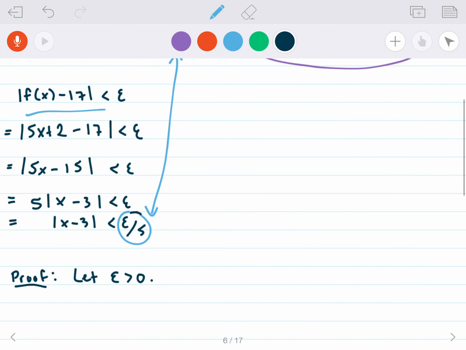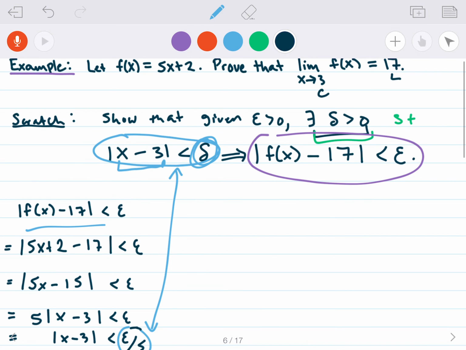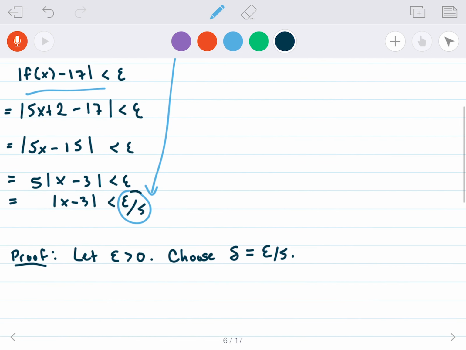Okay, so here's the proof. Let epsilon be bigger than 0, and this is where we have control. We choose delta: choose delta equals epsilon over 5. What are we trying to show? We're trying to show that |x - 3| < delta is going to imply |f(x) - 17| < epsilon. So we start with our hypothesis. |x - 3| < delta implies, well, we just chose delta, so let's plug it in. This implies |x - 3| < epsilon over 5.